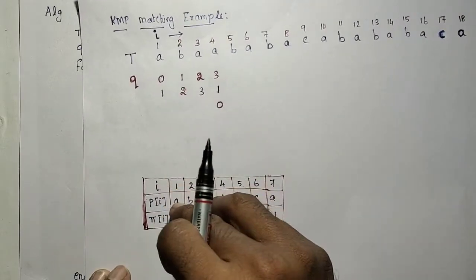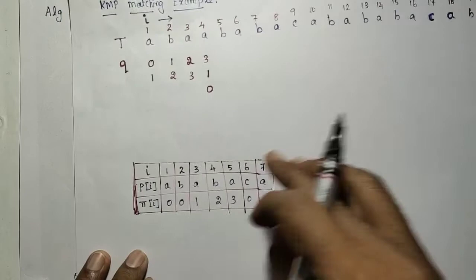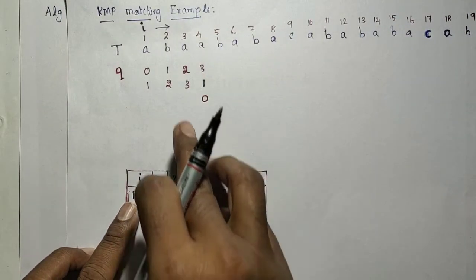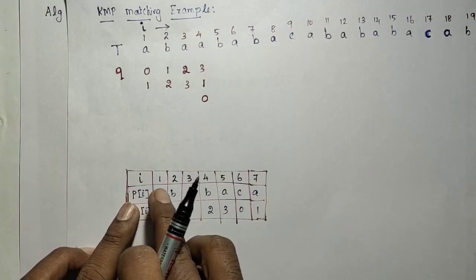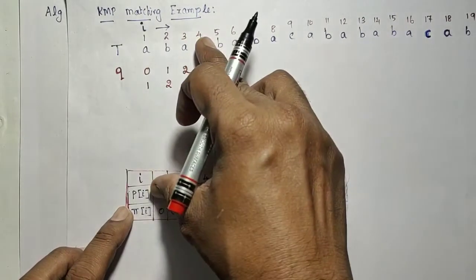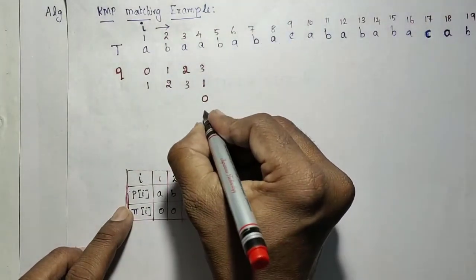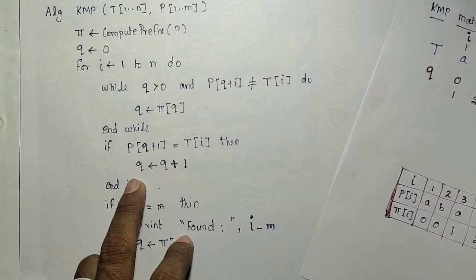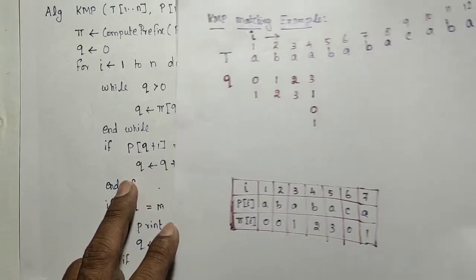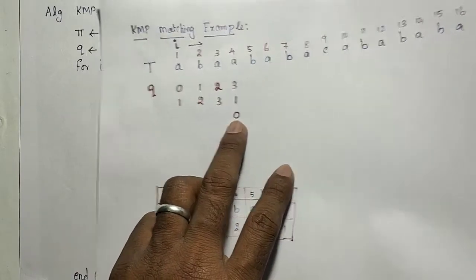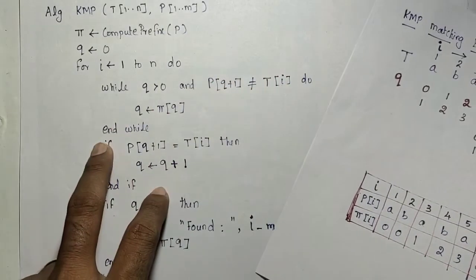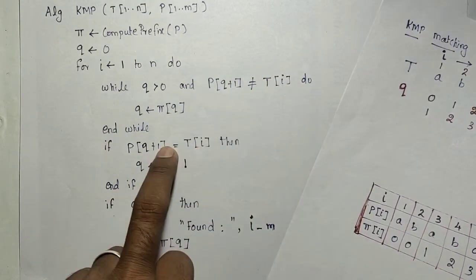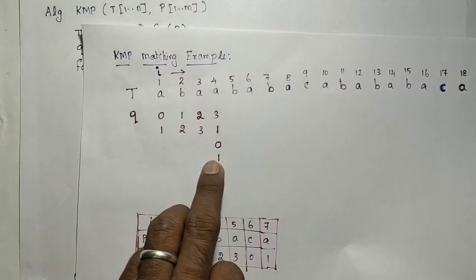So we have to keep on restoring the Q while P of Q plus 1 is not equal to T of i. When P of Q plus 1 is equivalent to T of i, A equal to A, that will get incremented to 1. So this condition is now true. Once Q reaches 0, this condition is false, it will get terminated. So now this condition is true. If this is false, then by default this is true. So Q will get incremented by 1.